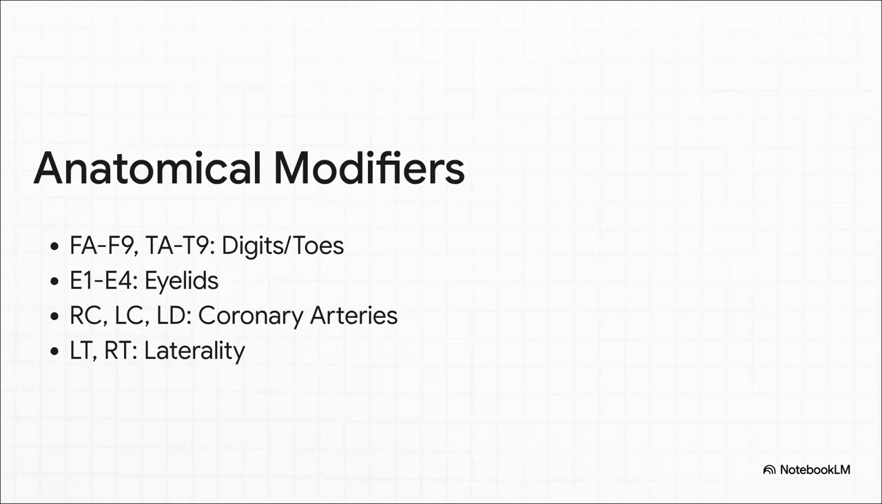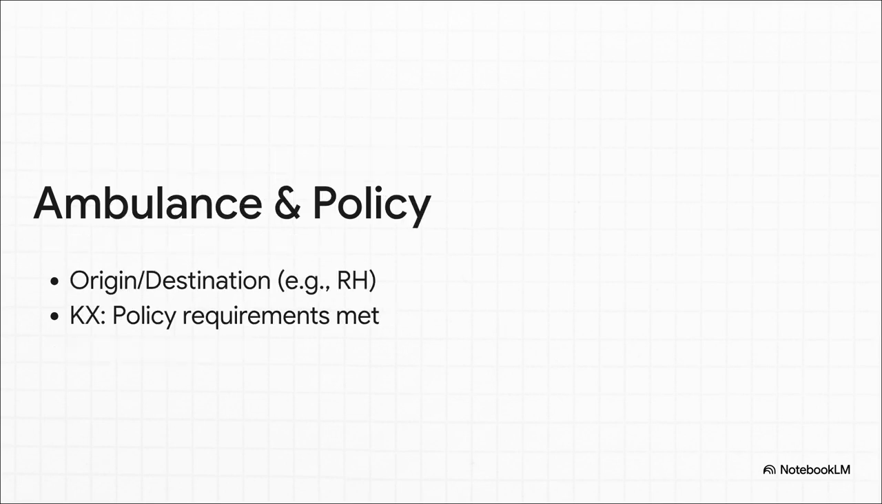Look, missing a modifier in HCPCS coding almost always results in an automatic claim denial. So let's start with the anatomical modifiers. These are highly specific. We're talking FA through F9 for fingers, TA through T9 for toes, and E1 through E4 for eyelids. You're also going to see RC, LC, and LD for coronary arteries, and absolutely most importantly, LT and RT for laterality. If the exam scenario mentions a left ankle orthosis, do not forget to append that LT modifier. Laterality matters big time.